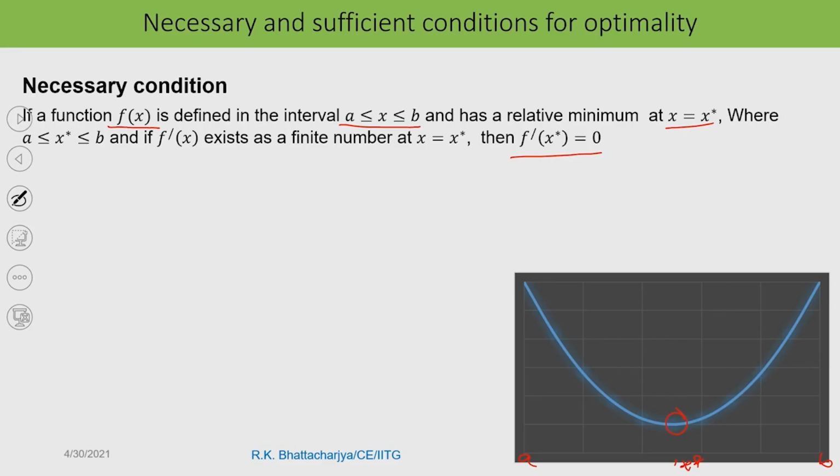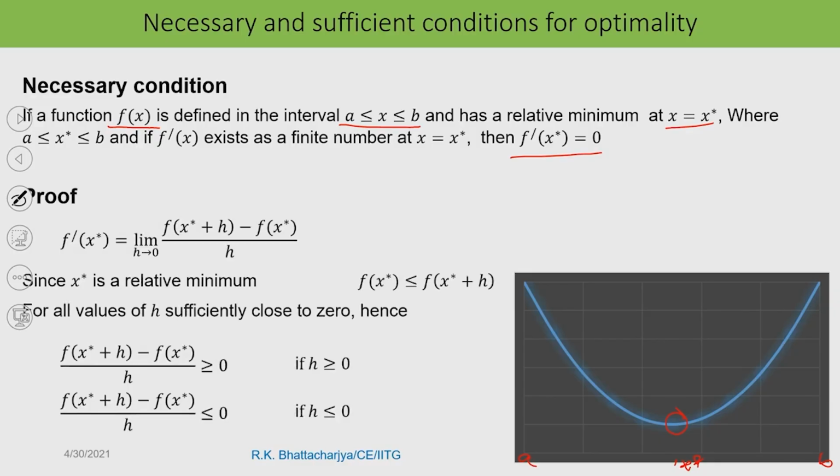Now, what is the necessary condition? A function f(x) is defined in the interval a to b and has a relative minimum at x equal to x star, where x star is between a and b, and if the first derivative exists as a finite number at x equal to x star, then the first derivative should be 0, if it is a relative minima. Now, let us prove it. How can we prove it?